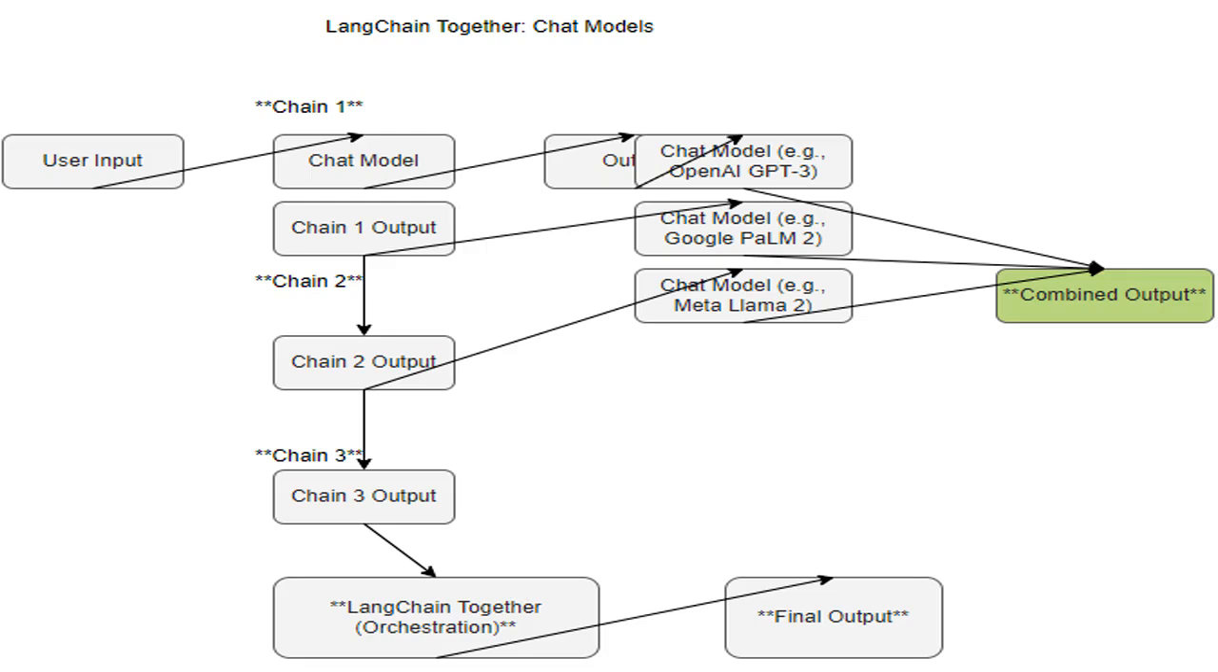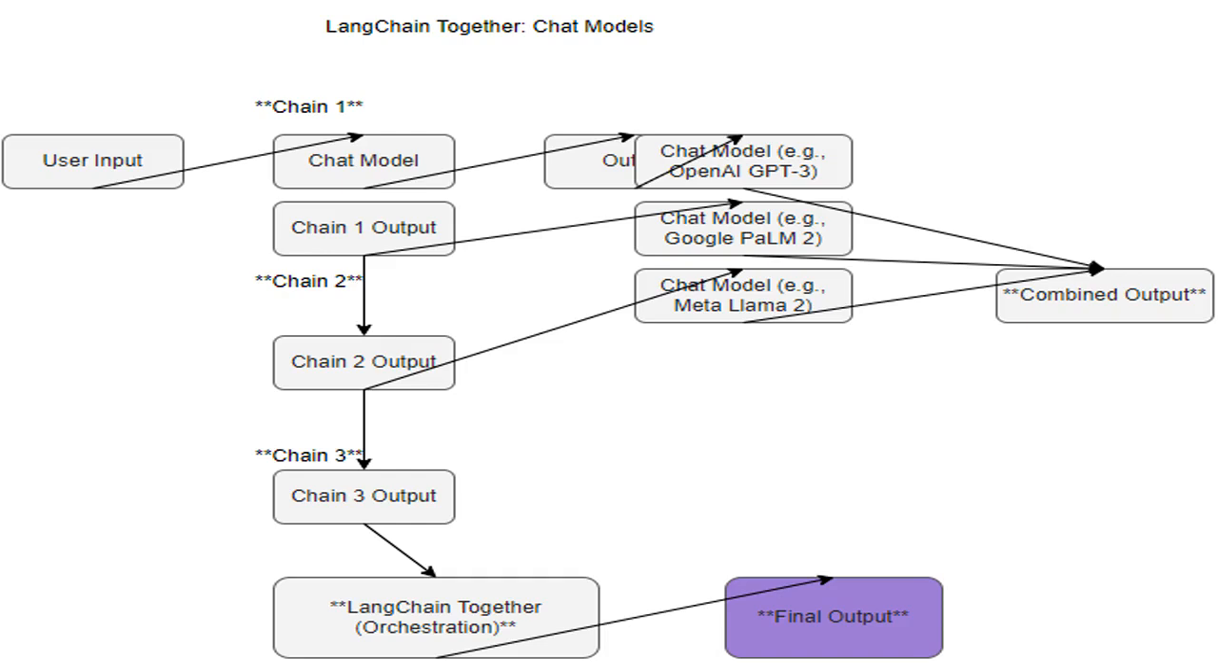Combined output combines the outputs of all chat models, aggregates the outputs from all the chat models and passes the combined output to LangChain Together. LangChain Together orchestration orchestrates the execution of the chains and chat models, receives the combined output from the chat models, processes it further, and produces the final output. Final output. Data flow passes the final output to the final output component. Final output. The final output generated by the system presents the final output to the user.